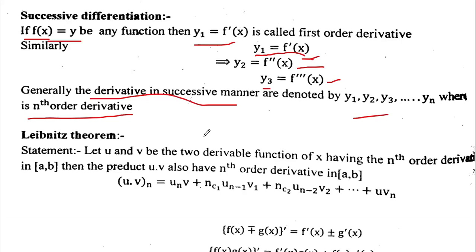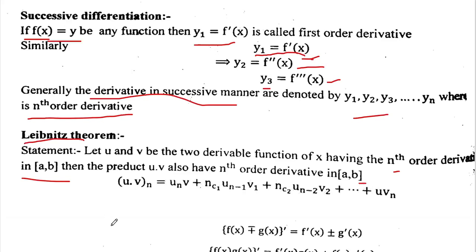So we will see one theorem on this successive differentiation, that is the Leibniz rule. What is the statement of the Leibniz rule? Let u and v be two derivable functions of x having nth order derivative in interval ab. We can take interval ab, or you can take any other interval. Then the product uv also has the nth order derivative in interval ab.